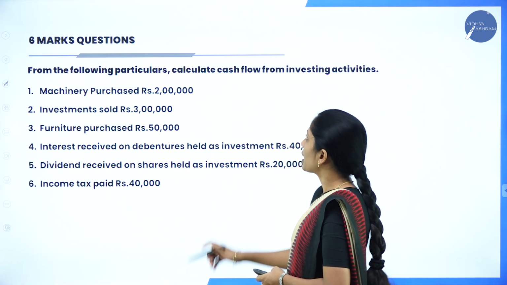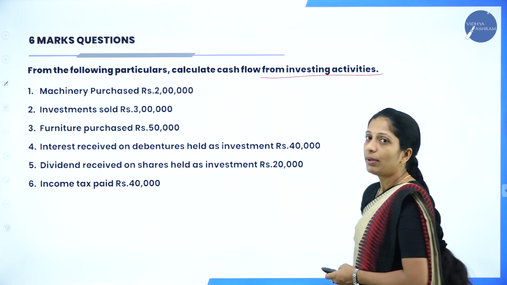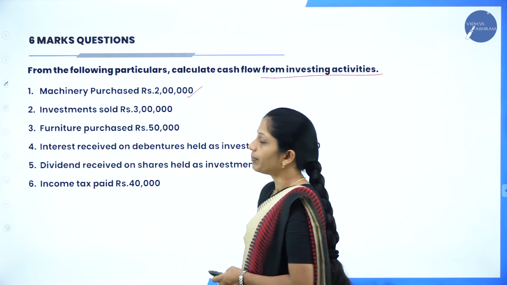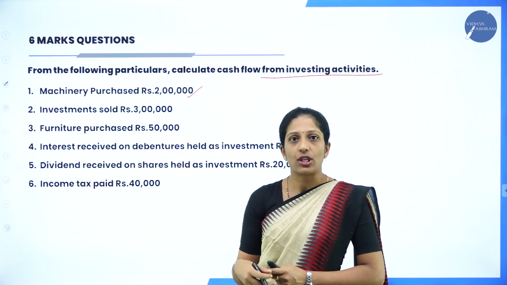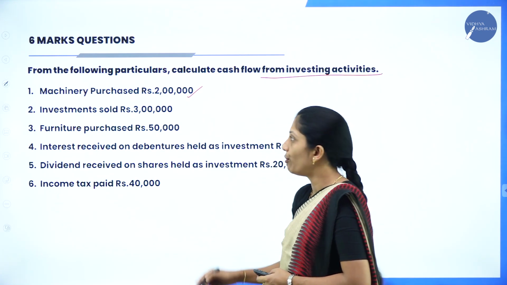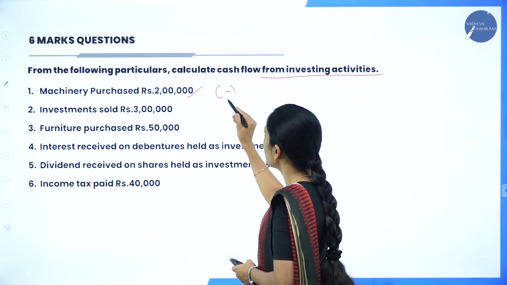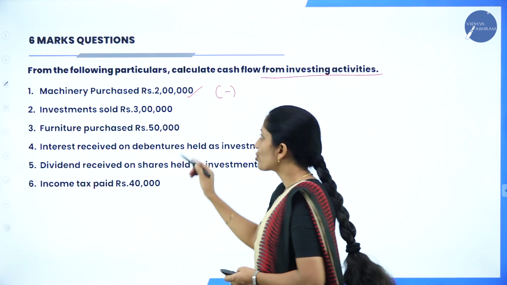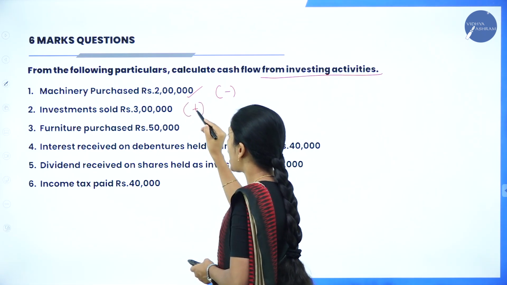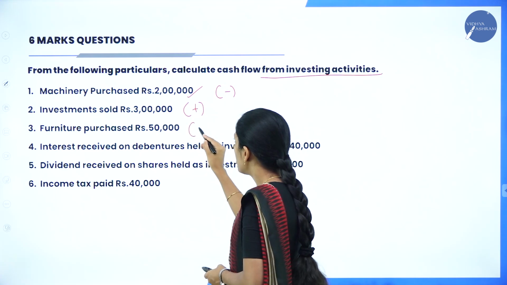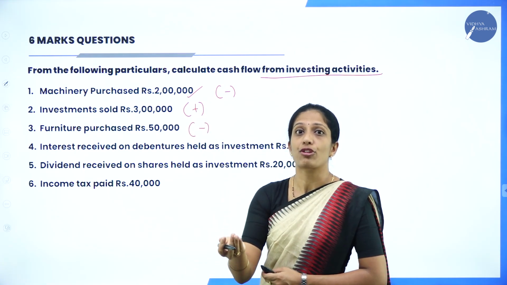From the following particulars, calculate cash flow from investing activities. We have machinery purchased. When you purchase machinery, cash goes out from the business, so it is cash outflow. So what you have to do? Minus. Investment sold, so cash inflow. Your cash increases, so you have to add. Furniture purchased, so it is outflow. Your purchase comes in but cash goes out.